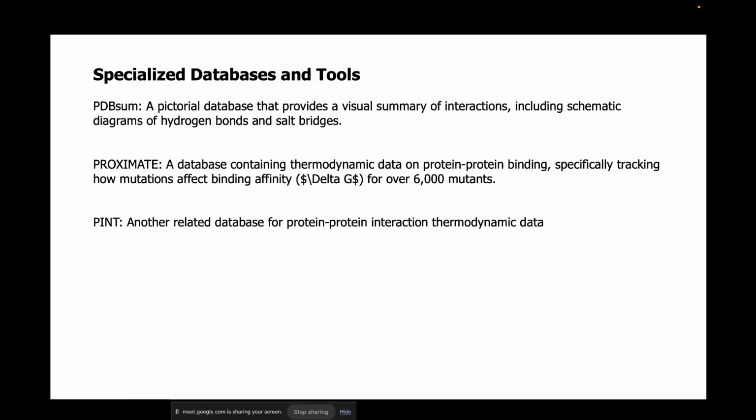Right now the numbers will be higher. These are old numbers. And the last one is PINT, which is another related database which can tell you about protein-protein interaction thermodynamic data. So protein-protein interaction and what is the delta G associated with that. For that, PINT is the database to look for.